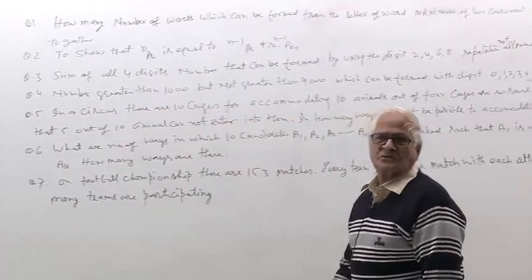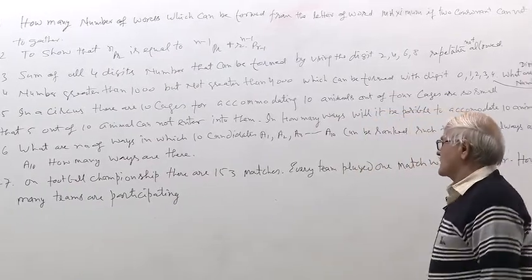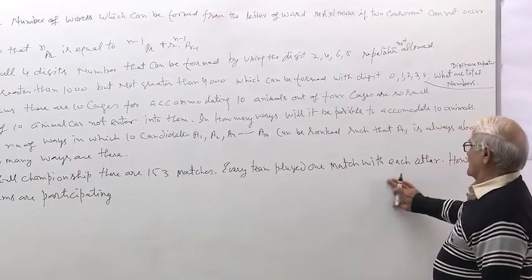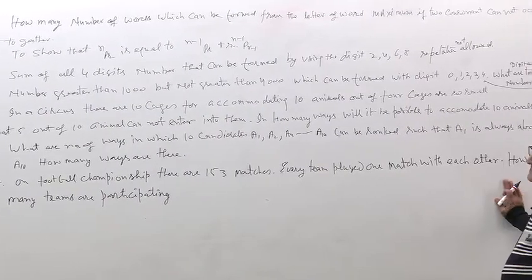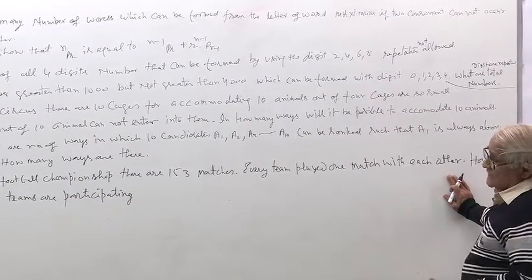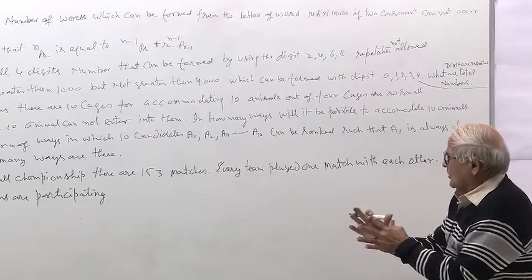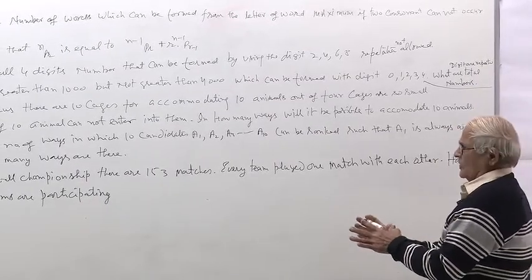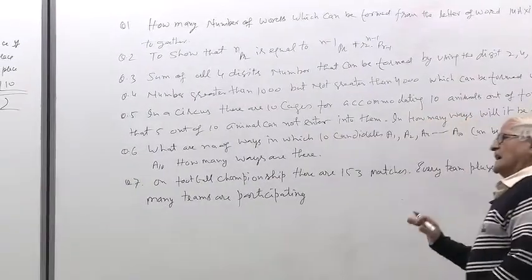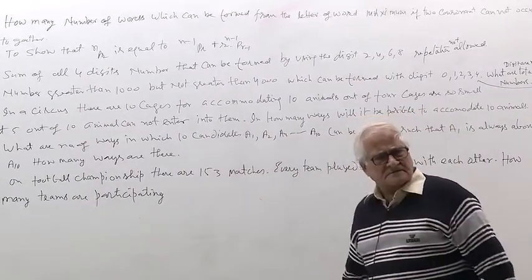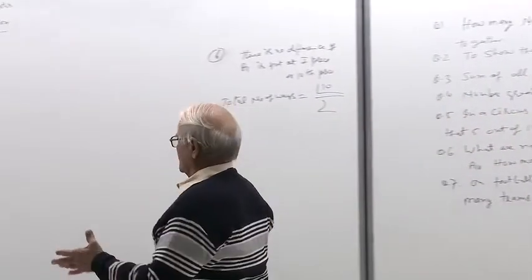Now we come to the last question. In a football championship, there are 153 matches. Every team plays one match with each other. How many teams are participating? Now we are going to find out the number of teams. Each team plays only one match with each other. Therefore, suppose N is the number of teams. Then NC2 will be equal to 153, because teams always play with each other.